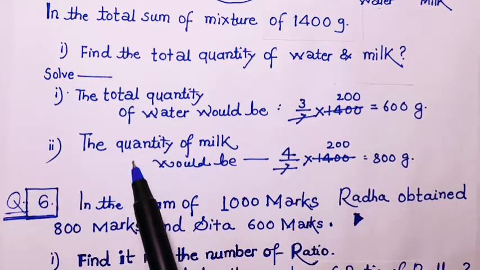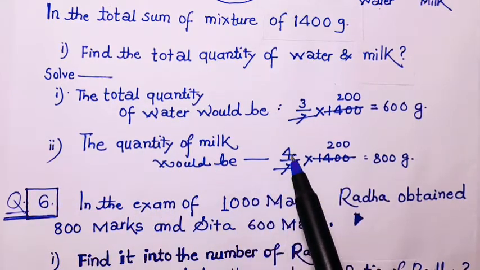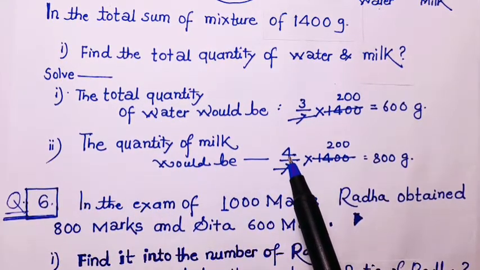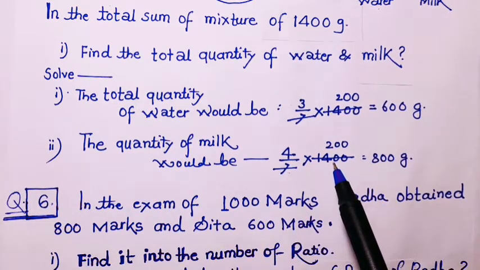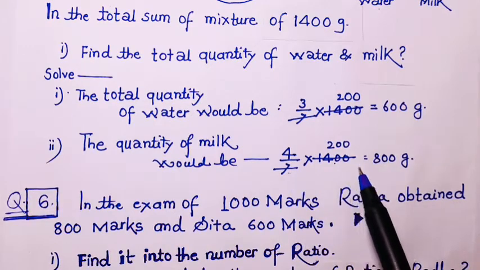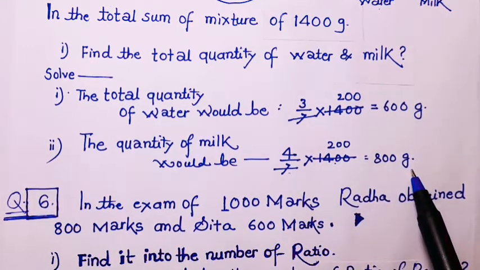Similarly, the quantity of milk would be 4 by 7. It means 4 parts milk, and total sum and whole amount. So finally, after cancelling, we get 800 grams.